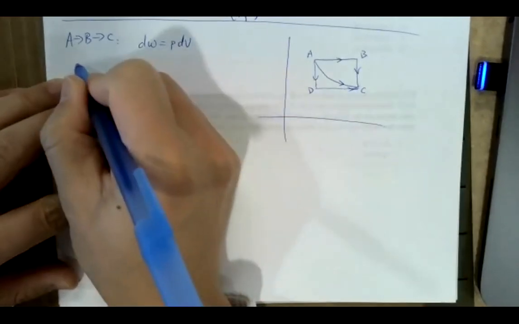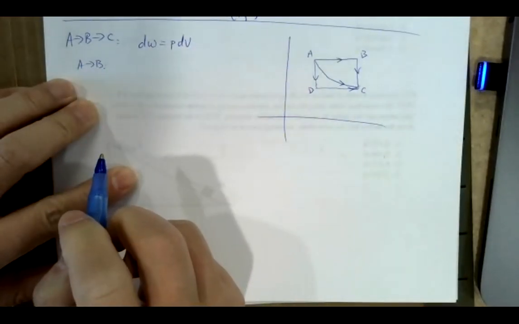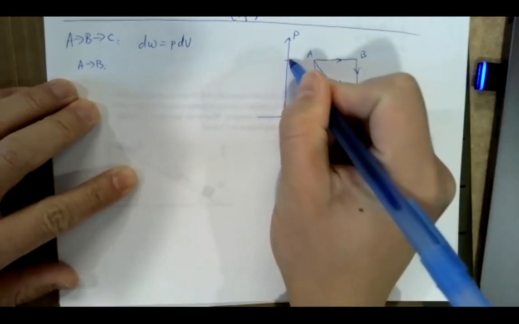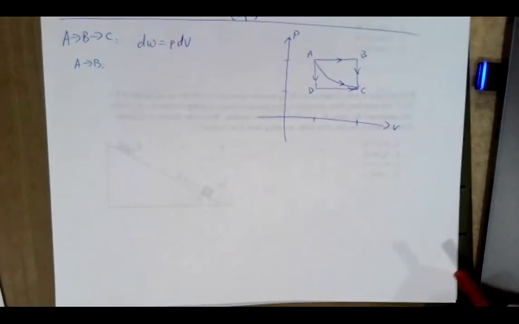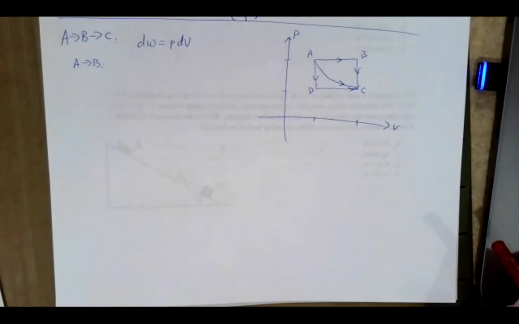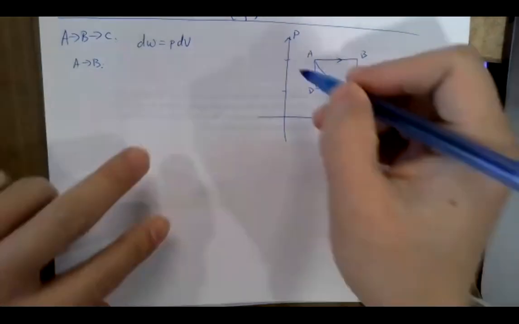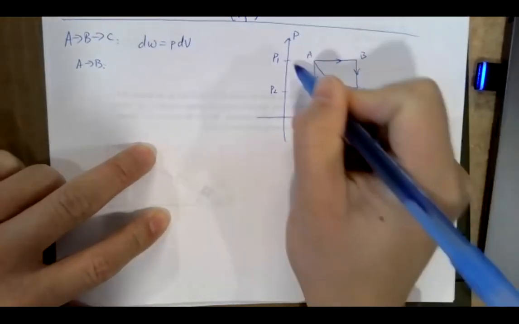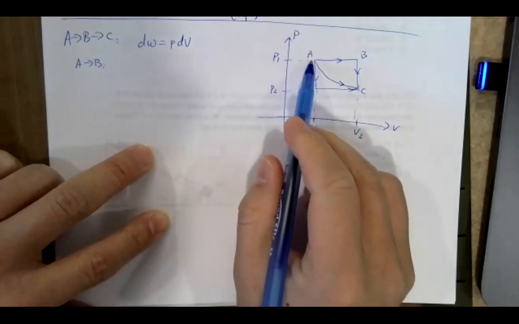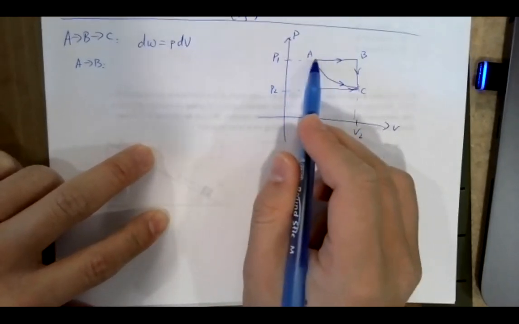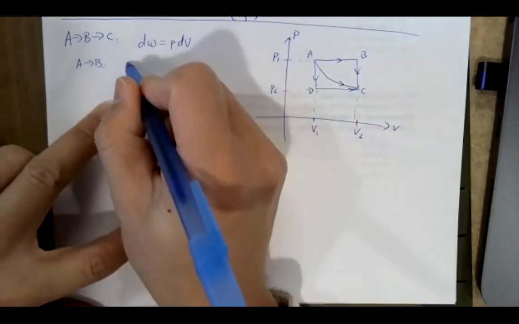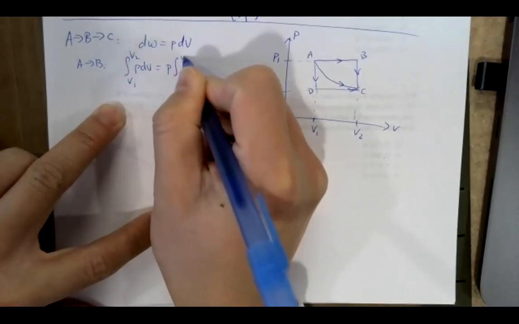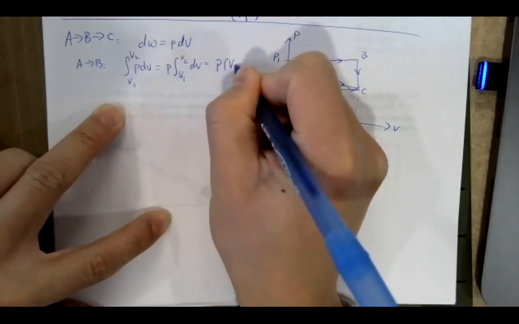From A to B, this is a PV diagram, so let me see the parameters first. It's P1, P2, and then V1, V2. During this process, P is constant. From A to B, P is constant. So you'll be integrating P dV from V1 to V2. P is constant, so it can go out of the integration. Then this is simply P times V2 minus V1.